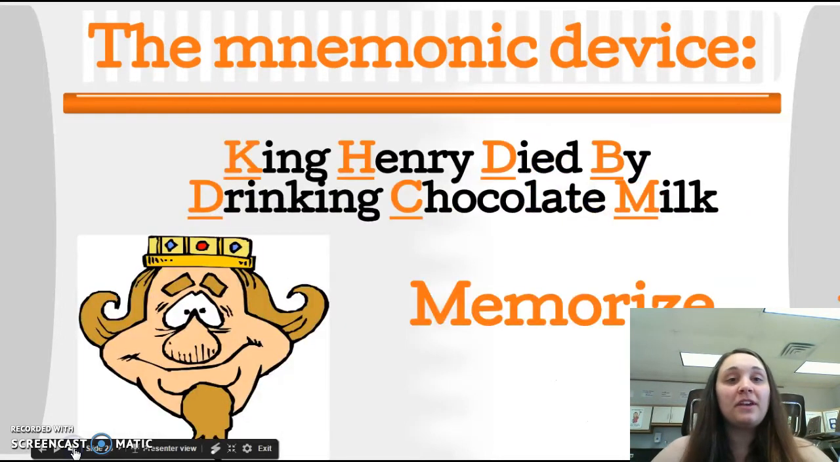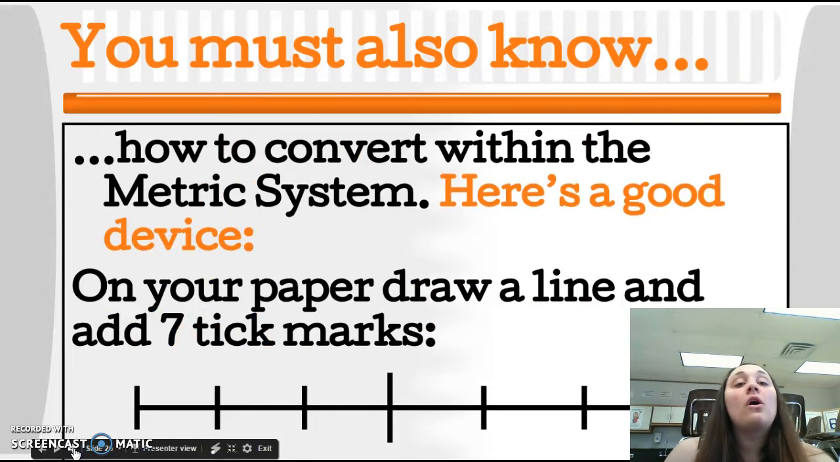And it starts off, King Henry died by drinking chocolate milk. And this is something that you should probably memorize, because on your SOL, they're not going to give you the staircase that you guys will be allowed to use for the first quarter, the one that is posted in the room on the side with our door. So you need to know how to convert within the metric system. So if you're given something in liters, you need to know how to get to milliliters.